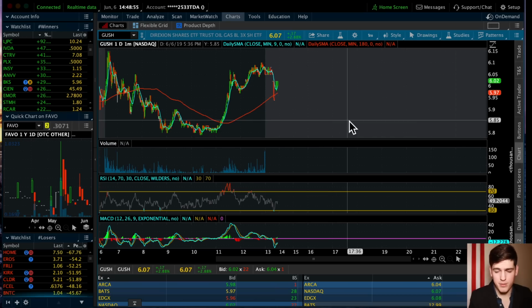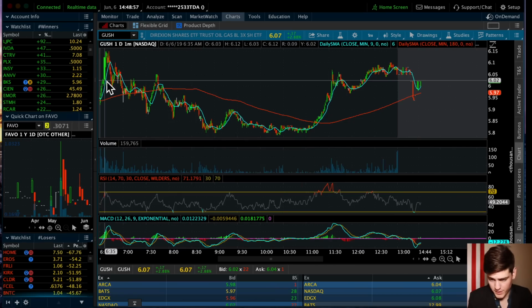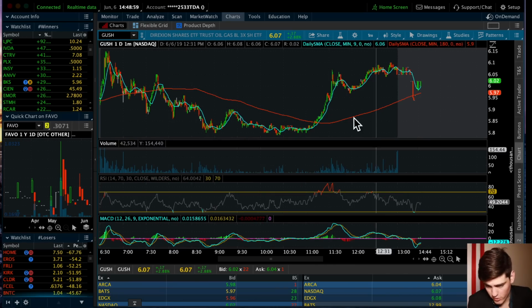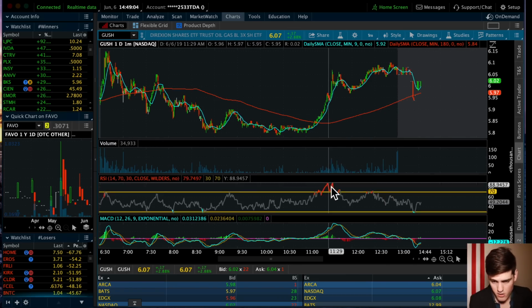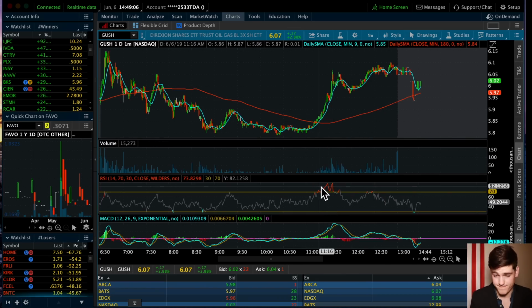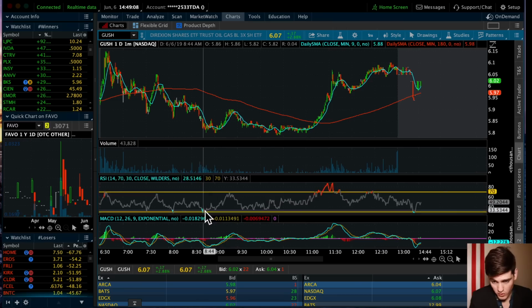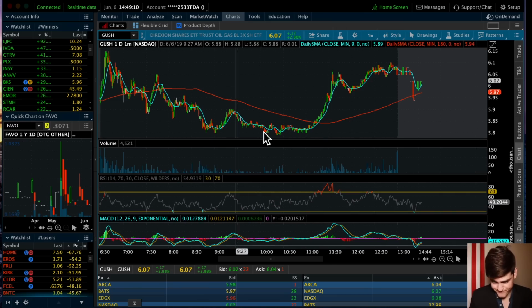Okay, so now opening the platform, we can see a bunch of different indicators for us to choose from. We have our long-term SMA line, our blue SMA line, our volume indicator, our RSI, which is one of our favorite indicators because we can see when it's oversold and overbought, and we have our MACD.